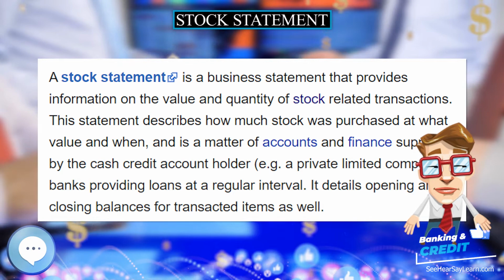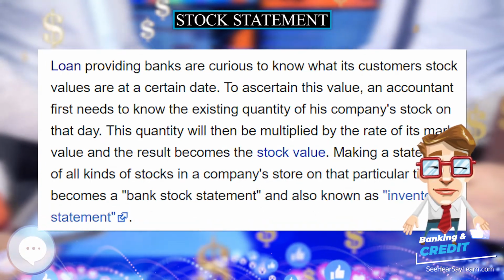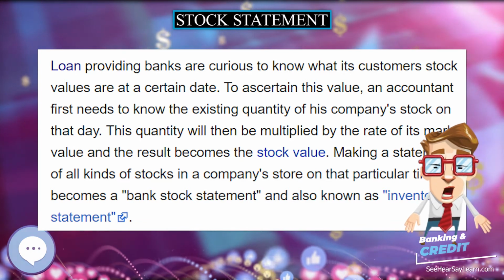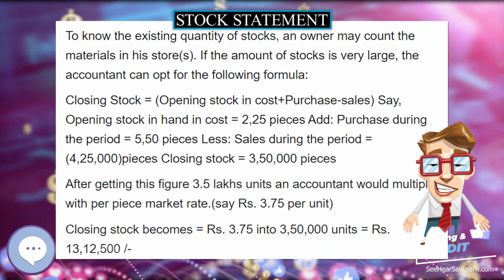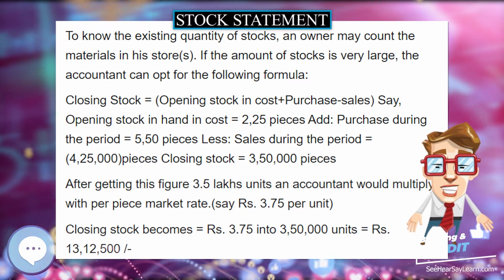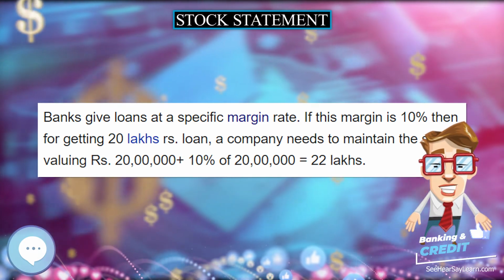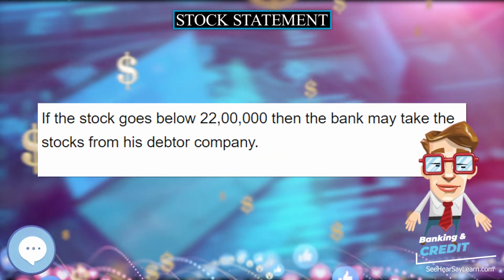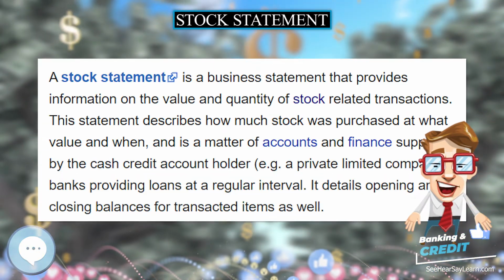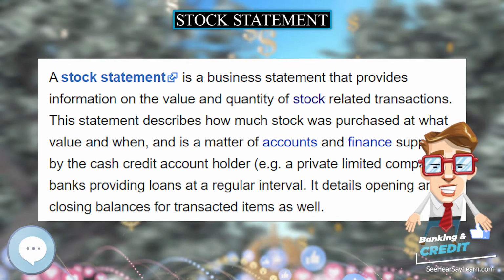To know the existing quantity of stocks, an owner may count the materials in his stores. If the amount of stocks is very large, the accountant can opt for the following formula. Closing stock equals opening stock in cost plus purchases minus sales. Say, opening stock in hand in cost equals 2,25,000 pieces, add purchases during the period equals 5,50,000 pieces, less sales during the period equals 425,000 pieces, closing stock equals 350,000 pieces.